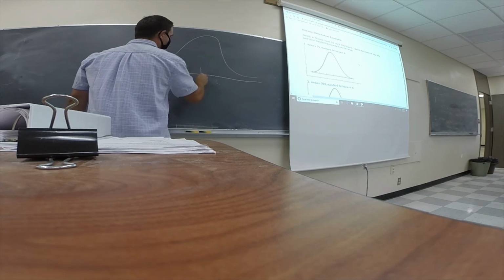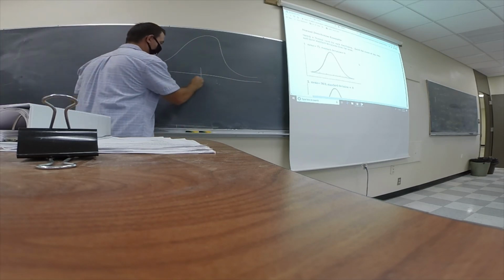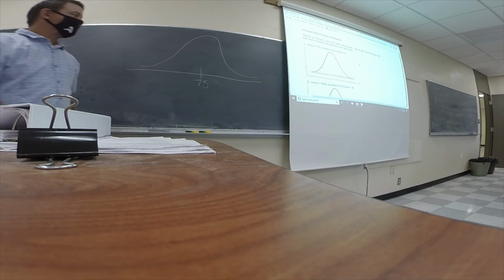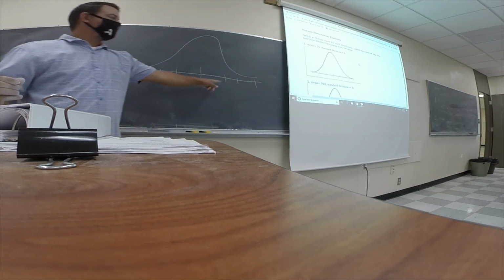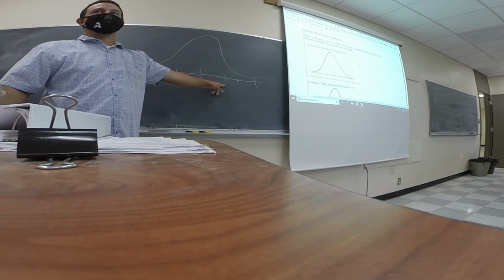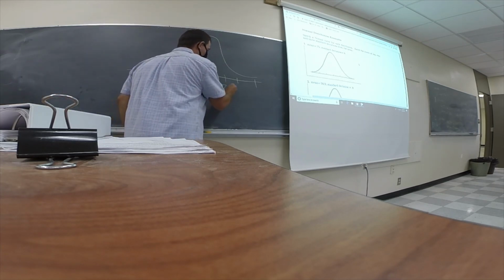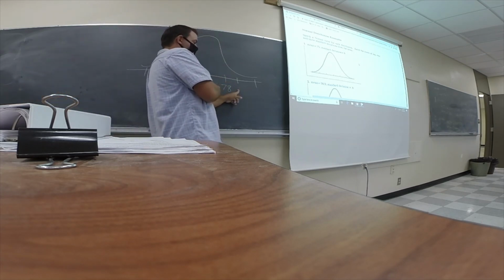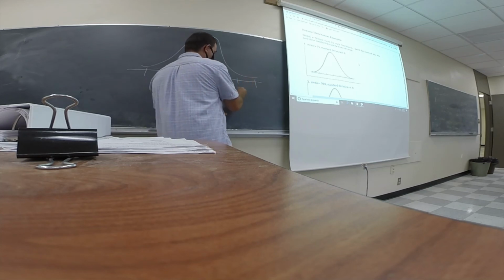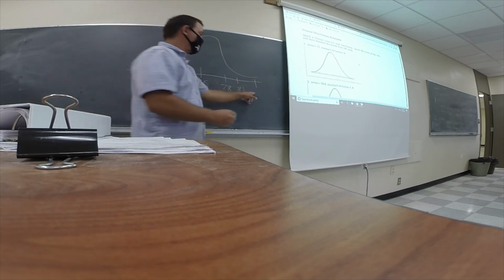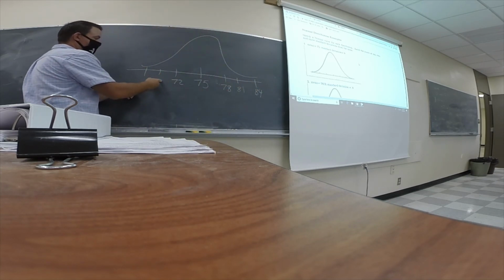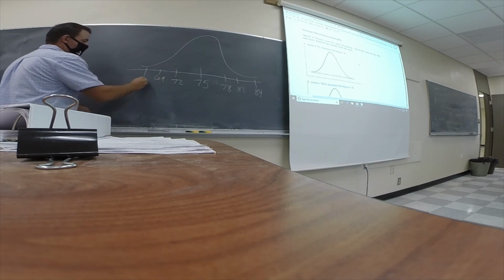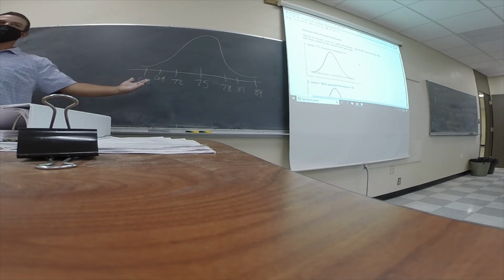Your mean always goes in the middle. So your middle value is 75. Right? And you got 1, 2, 3. One standard deviation to the right just means I add 8 to 75. 75 plus 8 is 83. This one would be 91, right? This one would be 99. And I work my way to the left. You're done, right? Okay.